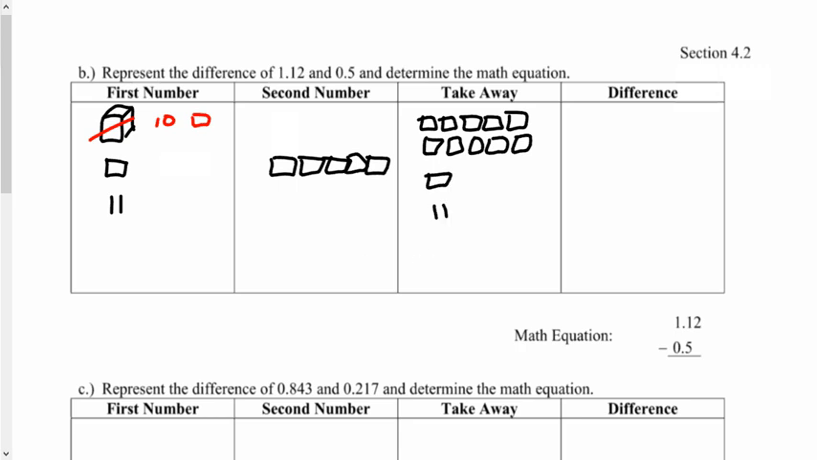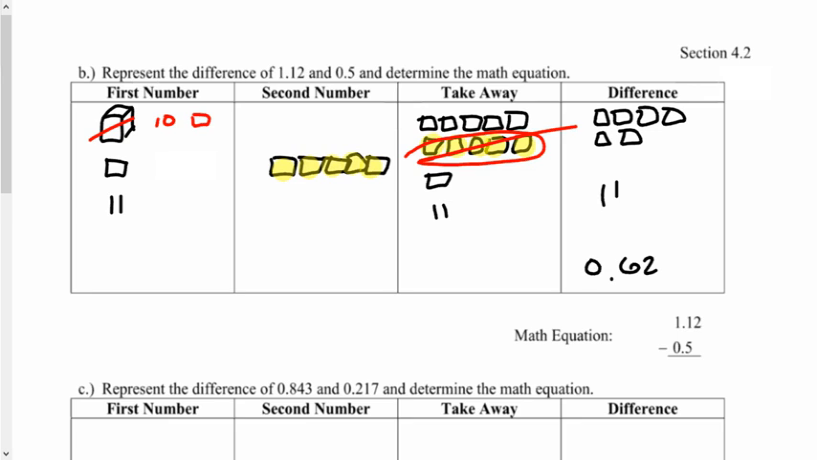Now what I want to get rid of here is 1, 2, 3, 4, 5 flats. So 1, 2, 3, 4, 5 flats. We'll take those and get rid of them. And what I've got left then is 6 of these flats and 2 rods. And so we know that that's just 0.62.